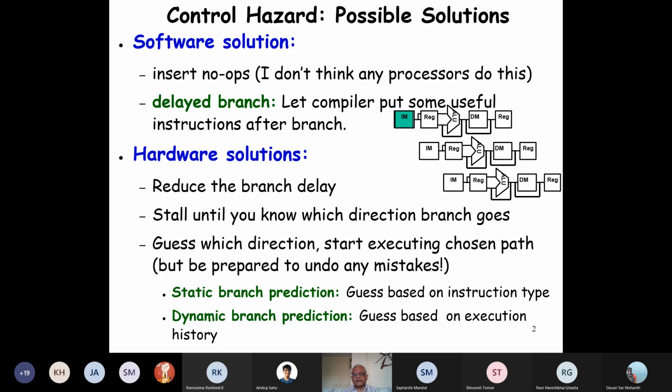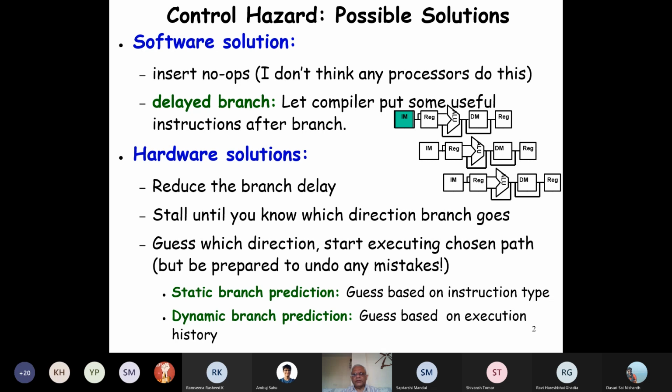And therefore, for the next two instructions, we cannot fetch them based on the branch outcome, because we know the outcome only at the third stage. Only the fourth instruction can we fetch based on whether the branch is taken or not taken. But fortunately, these two instructions have just been fetched and decoded at that stage. So the registers have not been updated, memory has not been written, and so on.